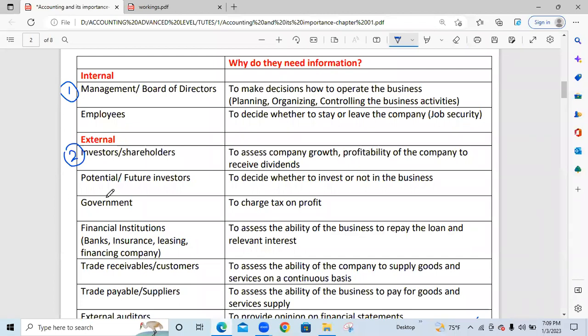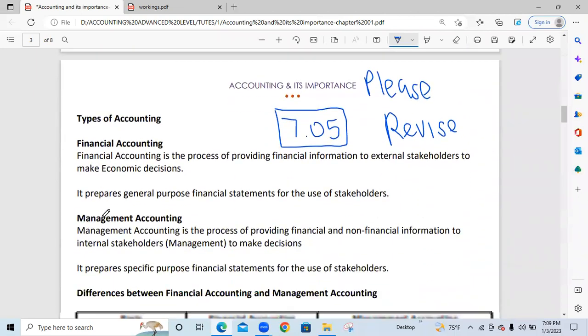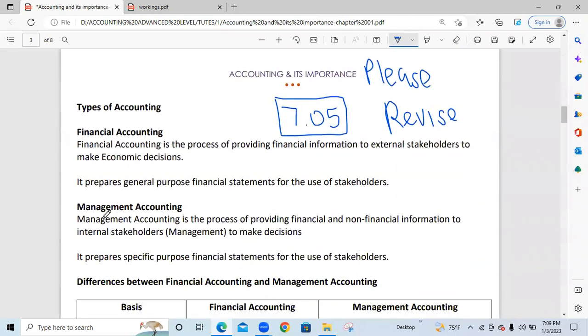Then, the other stakeholders who are external are future investors, government, financial institutions, trade receivables, trade payables, and external auditors. And guys, today we are going to study types of accounting.